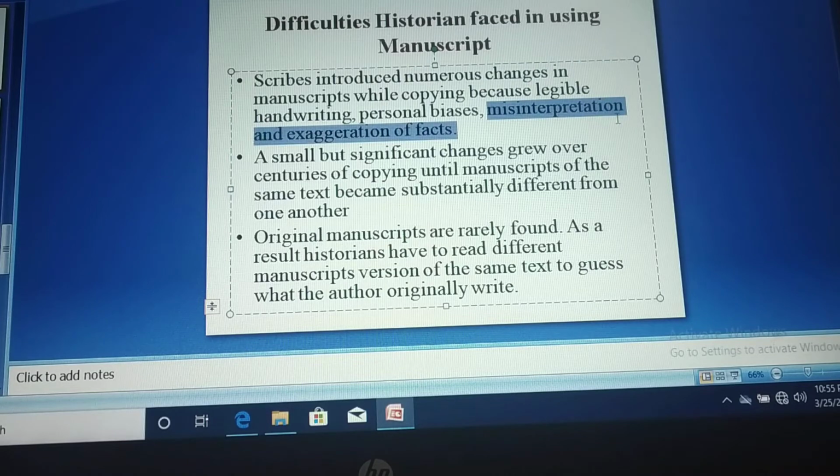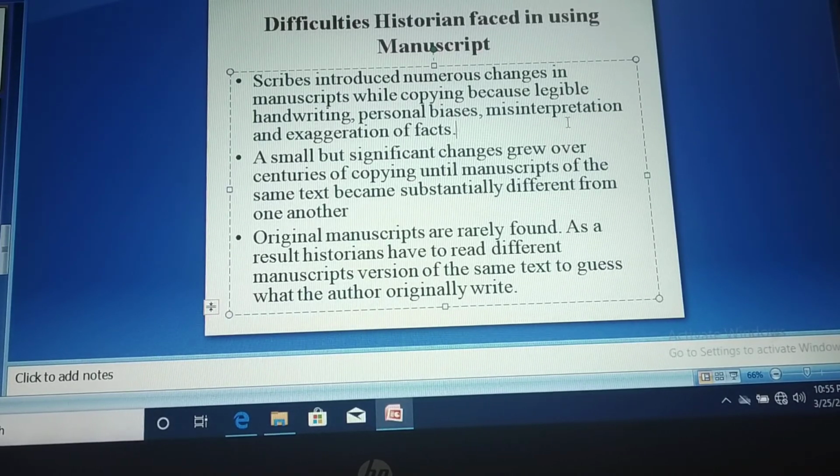Next is misinterpretation. Handwriting was a problem, plus interpretation. Suppose I am writing a particular thing. I want to convey a different message, but a simple mistake or simple change by the second person can give a wrong meaning.